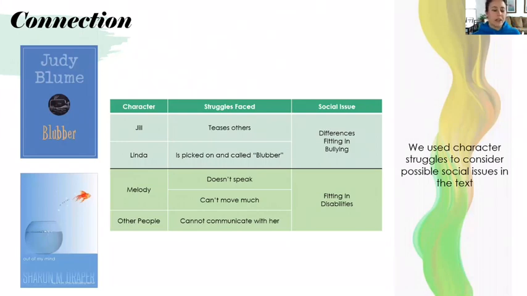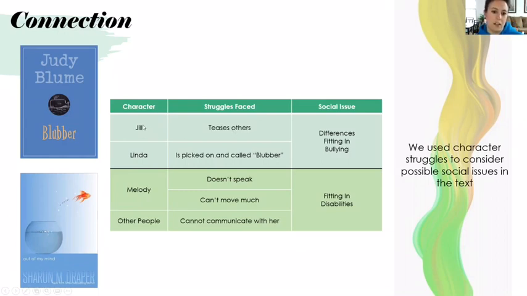So in the last session, we talked about the different characters, looking at their personal struggles to help us understand the bigger issue, the big social issue. You did this work with Out of My Mind, and I showed you this work with Judy Blume. So I created a chart similar to the last session's to help us stay on track here.